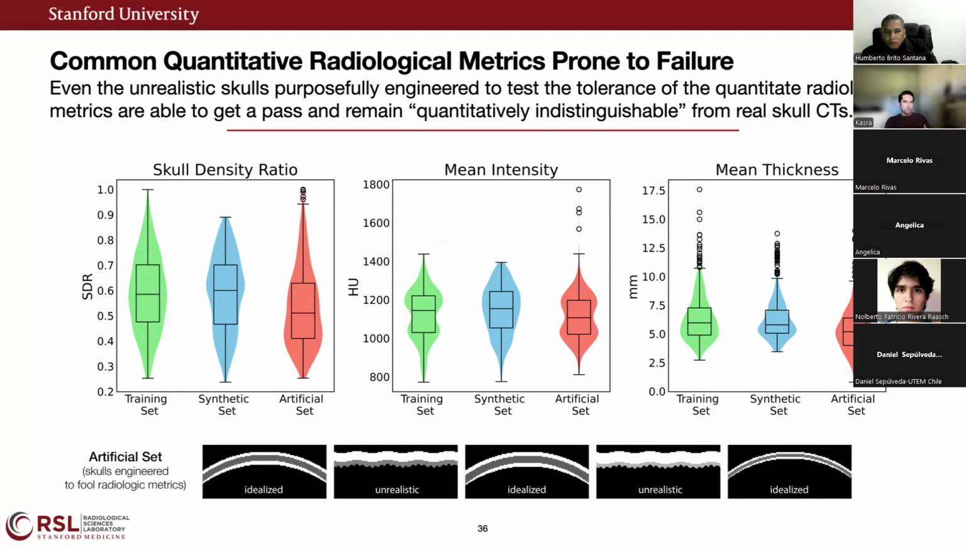And the salmon or the pink one is the artificial set that you see at the bottom, the toy ones. You can see that almost in all of them, we are matching the real ones. In fact, if you look at the mean intensity in the center, we are also even able to mimic that bimodality of the distribution of the training set by our artificial set. So this was not sufficient.